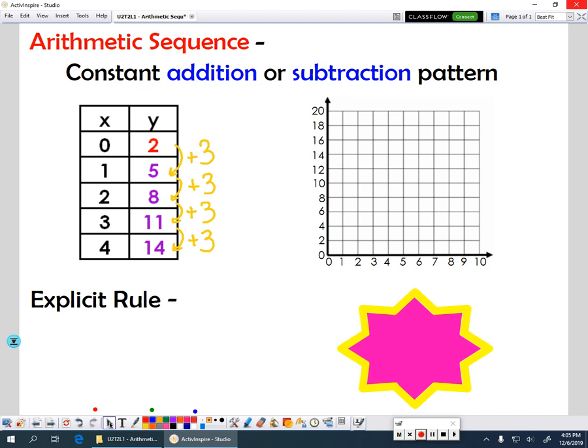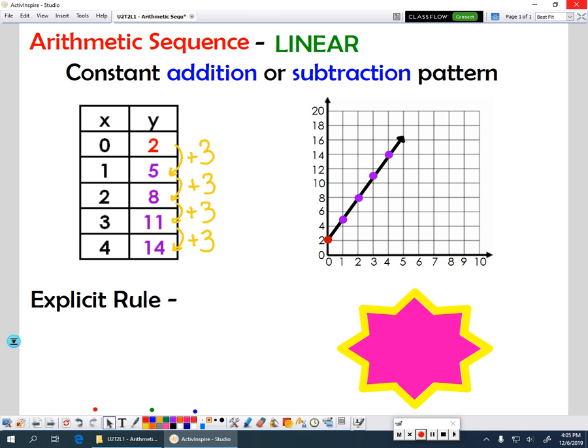Now when we put an arithmetic sequence on our graph, what you'll notice is that the dots will make a straight line. Okay, and so another name for an arithmetic sequence is that it's linear. And what that means is it makes a straight line.